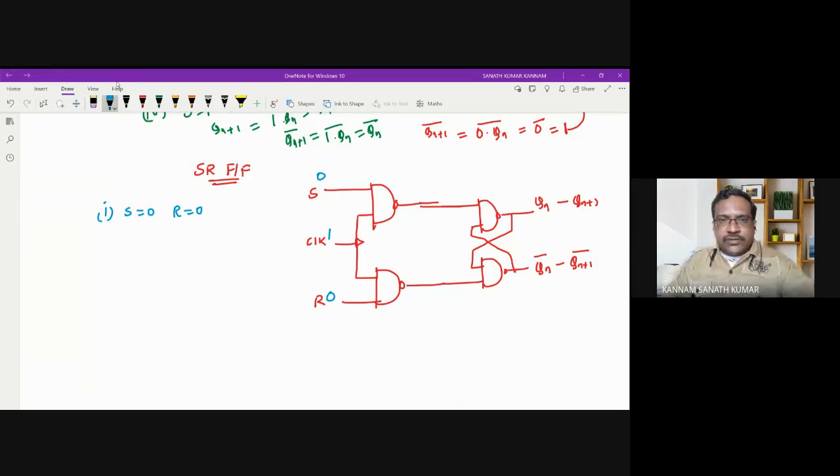So that means 0 into 1. 0 into 1 is how much? 0. 0 bar is how much? 1. Okay, 0 bar is 1. And here 1 into 0 is 0. 0 bar is how much? 1. Okay, so that means this is anyway a NAND SR latch.